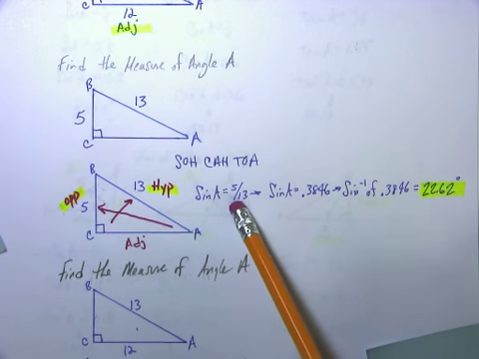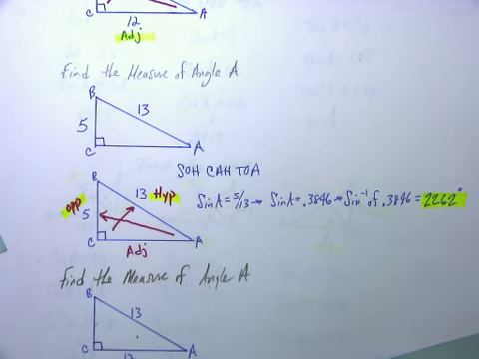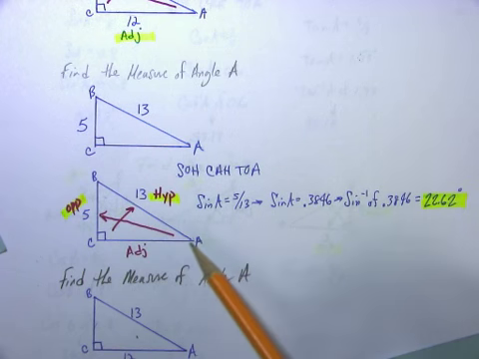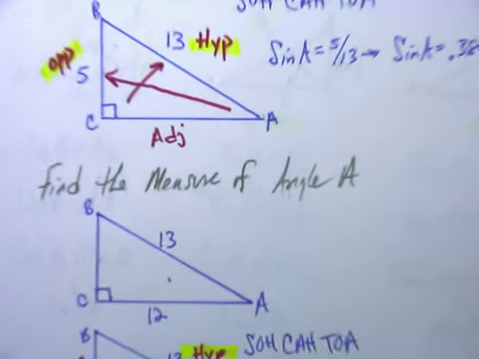So if you look here, here's my triangle. I labeled it. I put in my trig function. I got a different decimal here. When I hit the inverse function, I got 22.62. So the measure of angle A is 22.62.